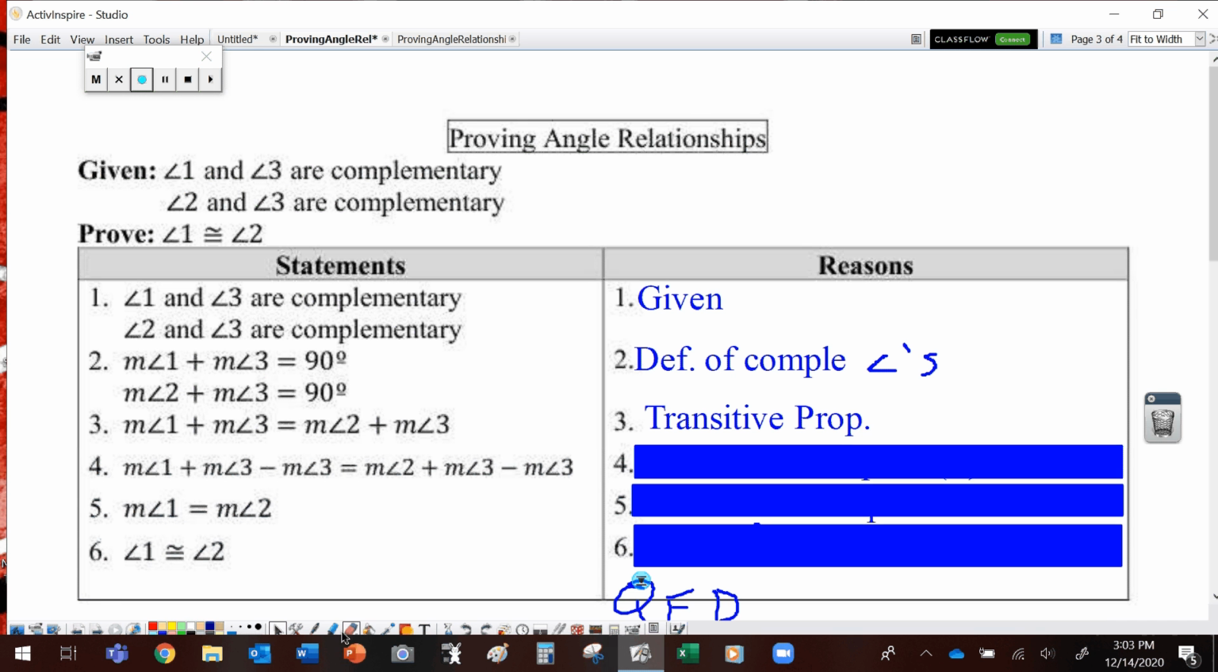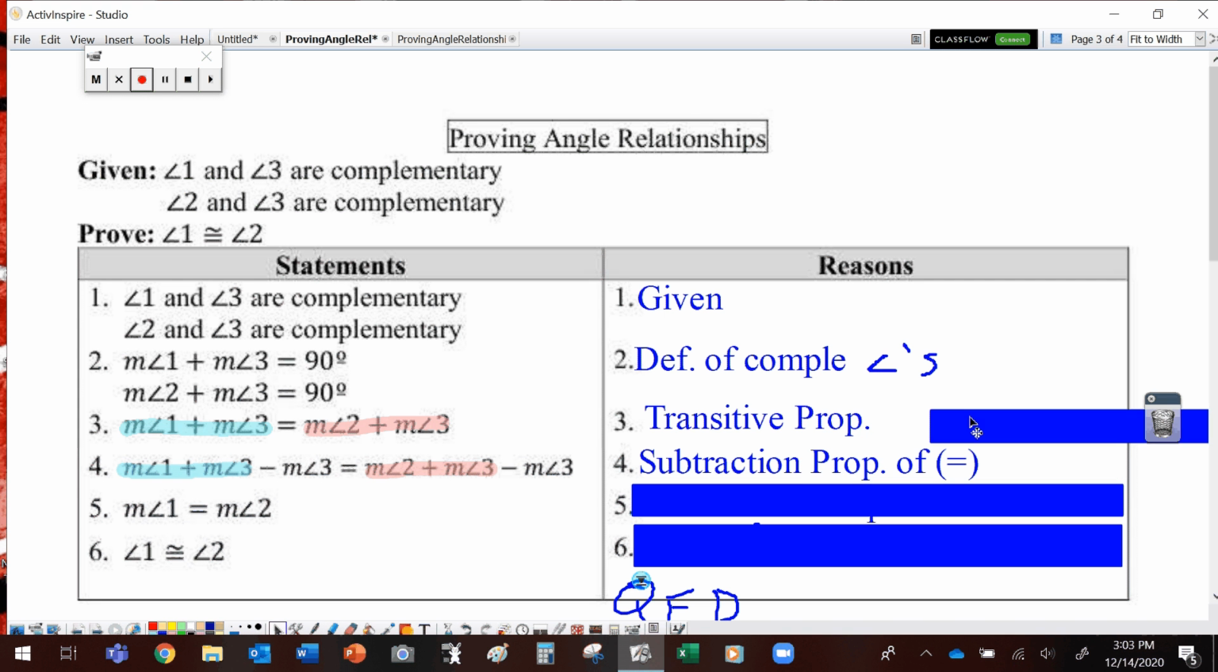Okay, then I want to look at how I'm getting from line 3 to line 4. What's different? Well, I've got measure of angle 1 plus measure of angle 3. Okay, I got that right here again. And I have that equal to measure of angle 2 plus measure of angle 3. And here I have that again. So what's different is I'm subtracting that measure of angle 3 from both sides. The property that says I can subtract something from both sides is the subtraction property of equality.